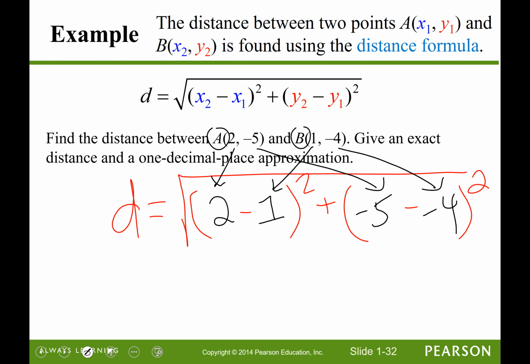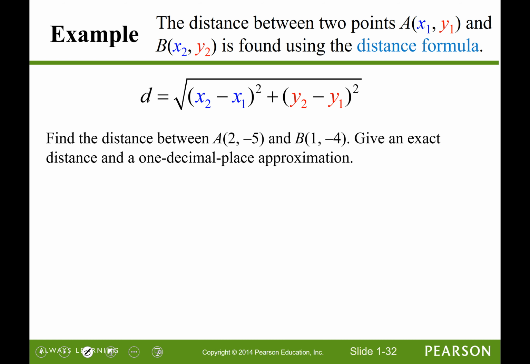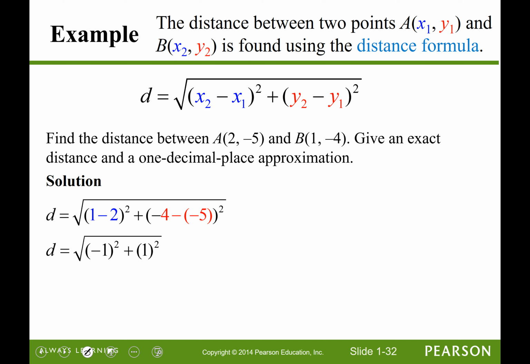All right, now that I'm all set up, I know my signs are right. I know I didn't forget about those squares. Now I can start my arithmetic. PEMDAS says do what's inside the parentheses first. So 1 minus 2 is negative 1, and negative 4 minus a negative 5 is positive 1. PEMDAS then says do the exponents. So negative 1 squared is 1, and positive 1 squared is 1. Now we're going to do the addition. That's the square root of 2.